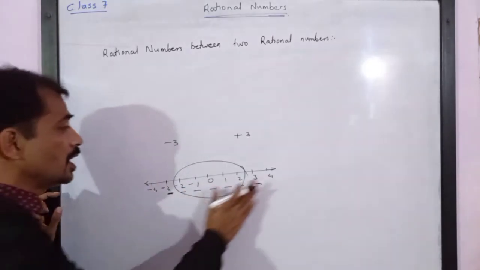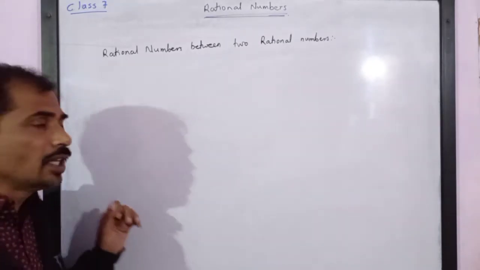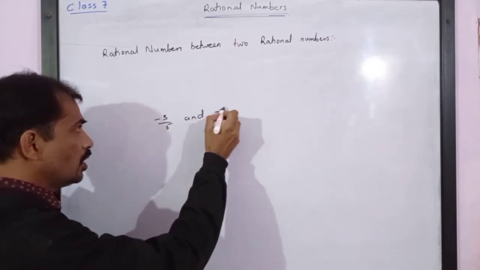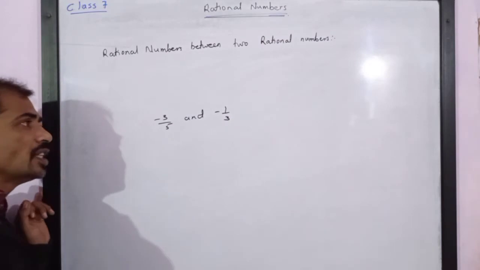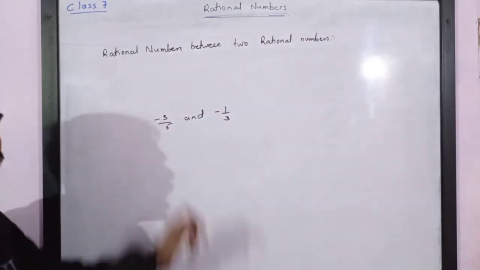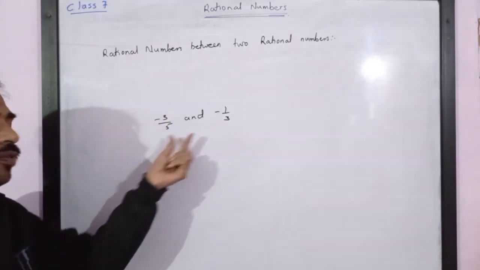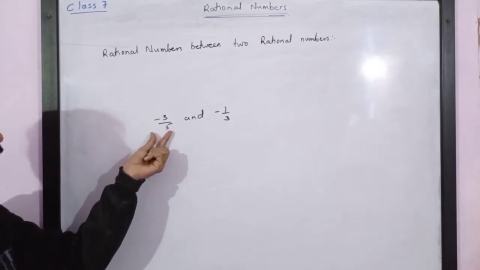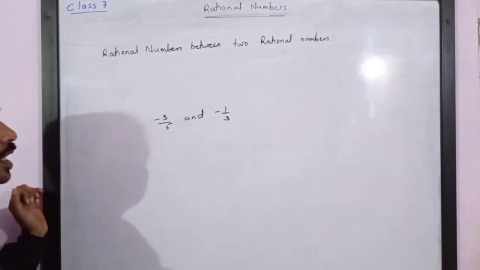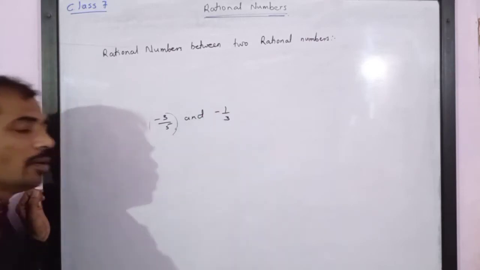But in the case of rational numbers, let us see what happens. If we have the fractions negative 3 upon 5 and negative 1 upon 3, and we want to find how many rational numbers are between these, even if the rational numbers are positive, we will get the same answer. Or if one is negative and one is positive, still we will get the same answer. Let us check how many rational numbers exist between negative 3 upon 5 and negative 1 upon 3.